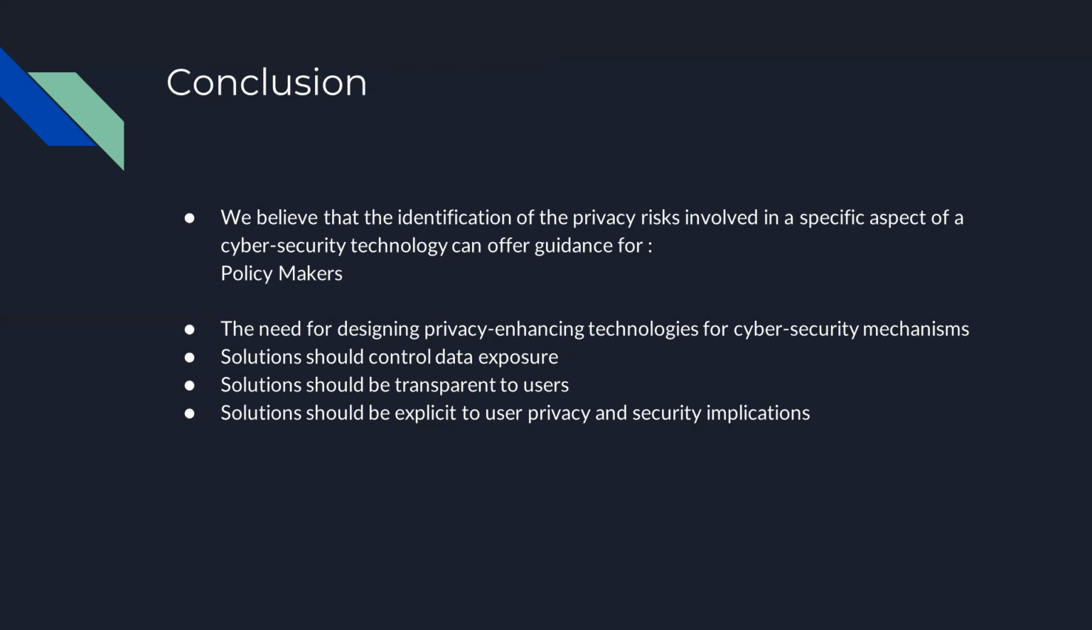So privacy-aware cybersecurity solutions can and should control data exposure by choosing privacy-oriented architectures, or by providing more advanced protection to surveillance data. Such solutions must also be transparent to the users with respect to the type of information they collect as well as disclose, and also be more explicit about their privacy and security implications. And lastly, provide a better level of control.